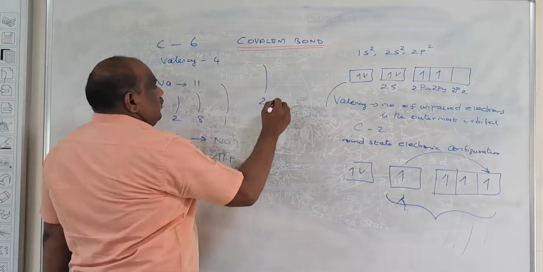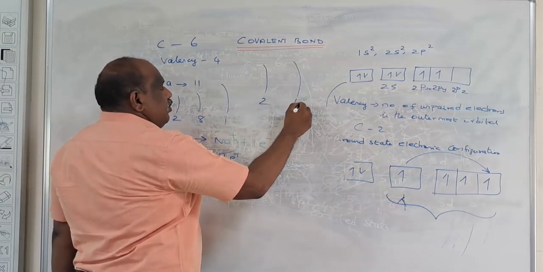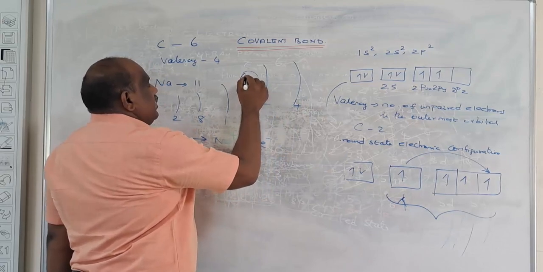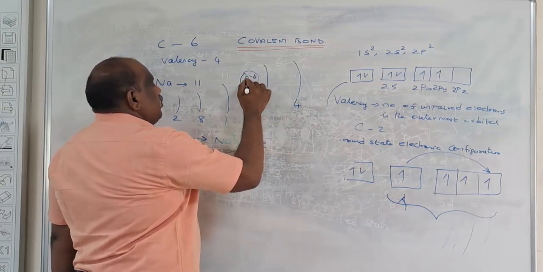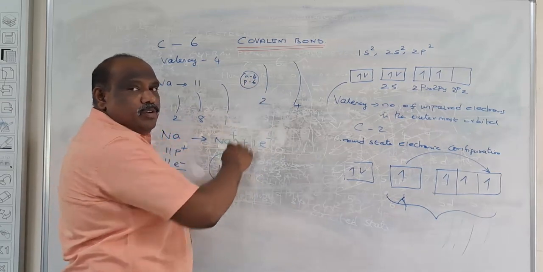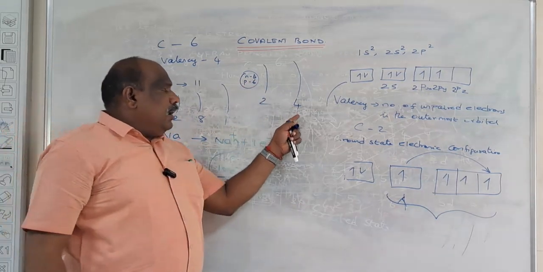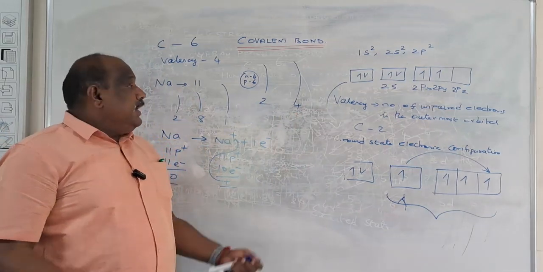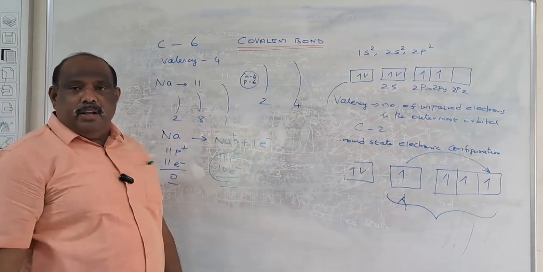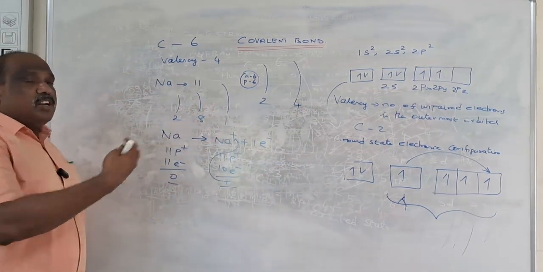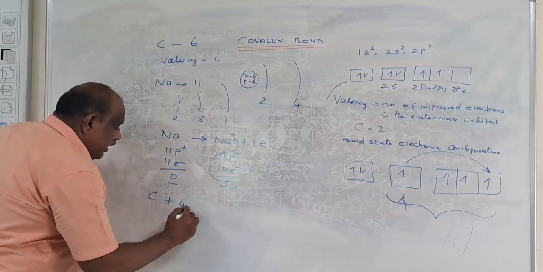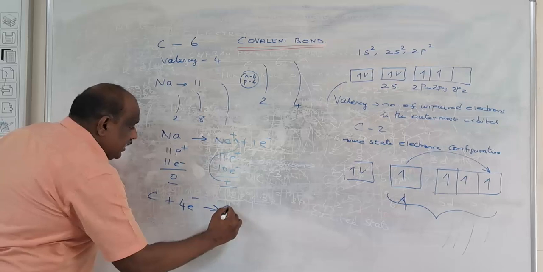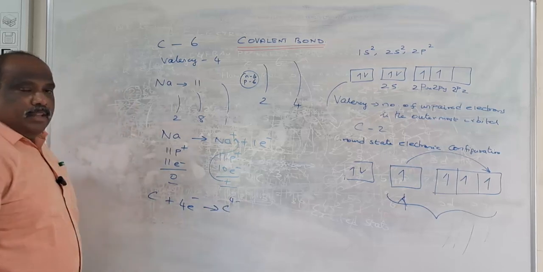Now, let us come to the case of carbon. Let us take carbon: the first orbit is 2, the second orbit is 4. Neutrons are 6, protons are 6. If it has to attain octet, it has to gain 4 electrons. Absorption of electrons is called reduction. So this carbon is going to absorb 4 electrons and will become C4 minus.